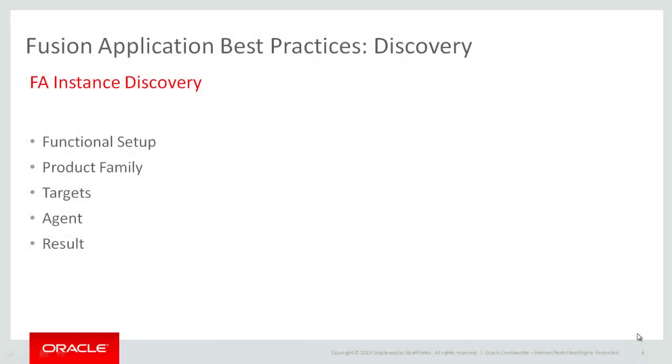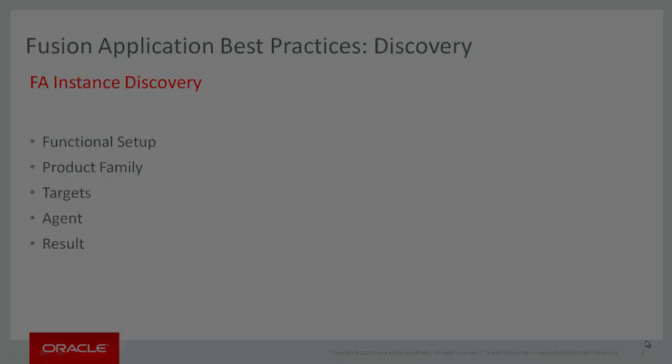Fusion instance discovery has five steps, which include functional setup, selecting product family, finding the target for the product family, assigning the agent for the target that was discovered previously, and reviewing the result. Prior to discovering the Fusion instance, admin needs to ensure that the host and database target that support the Fusion instance have been discovered in Cloud Control. Also make sure that the proper credential is set for all the hosts that will be used for Fusion instance discovery. Once all these prerequisites are taken care of, we can start off discovering the Fusion instance.